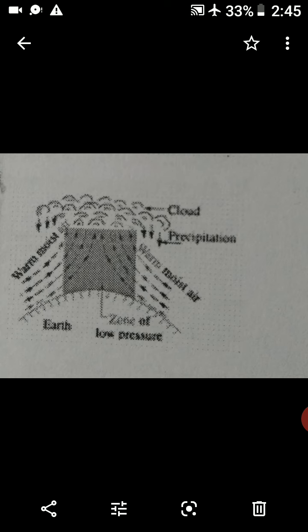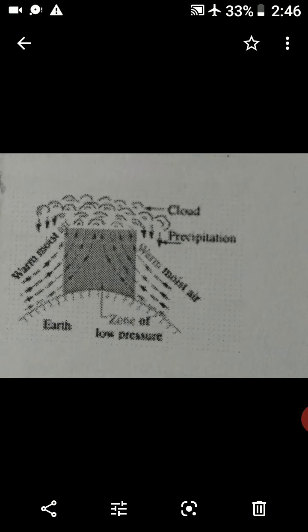In non-frontal precipitation, the moist warm air mass is stationary and the moving cold air mass meets it. When the warm moist air mass rushes to the zone of low pressure from the surrounding area, a pocket is formed and the warm moist air rises up like a chimney towards higher altitude. At higher altitude, this air mass gets condensed and heavy rainfall occurs. This is called non-frontal precipitation.